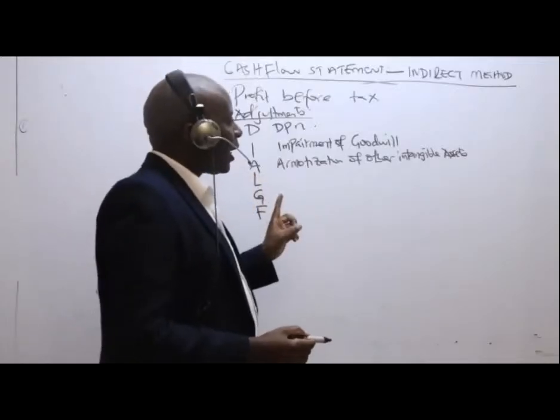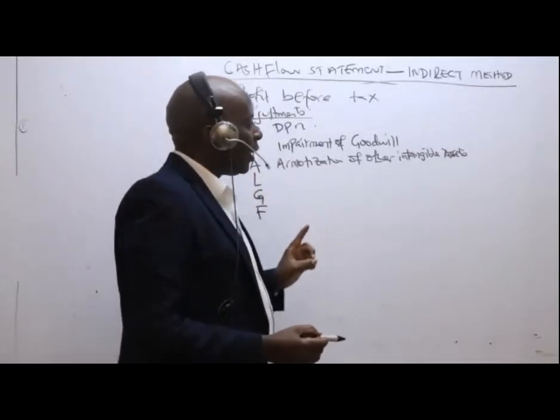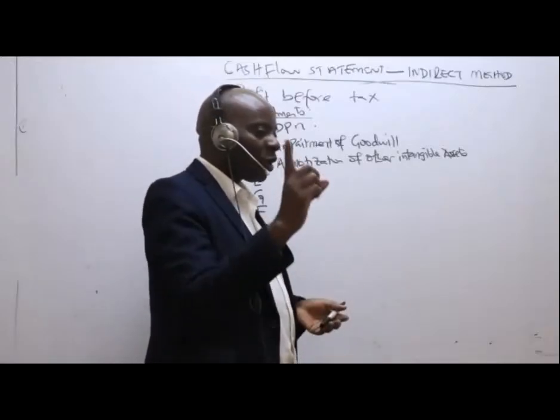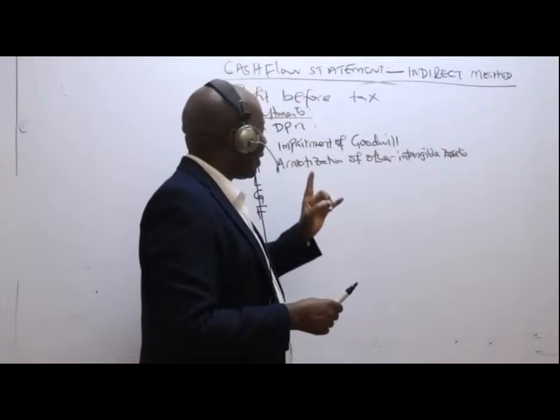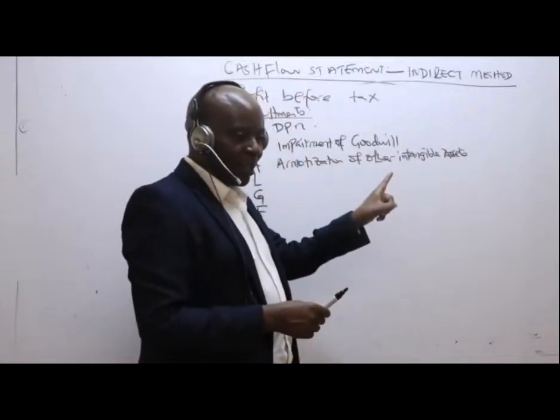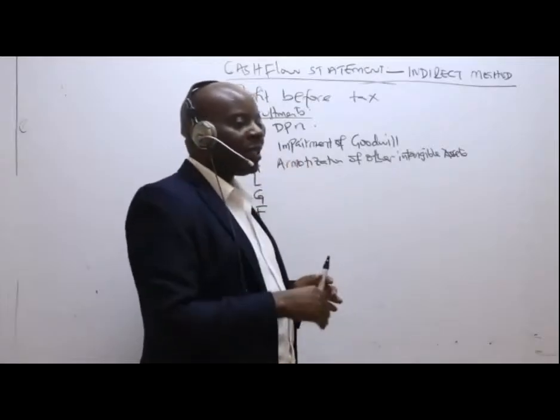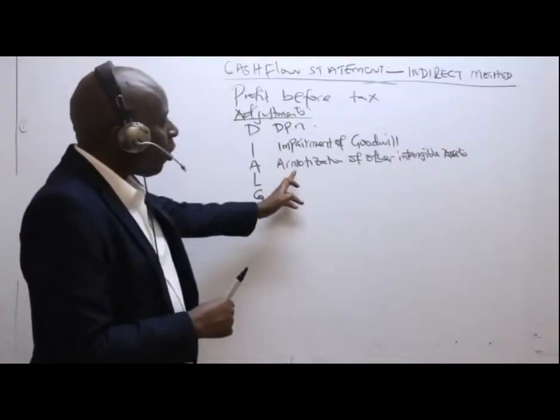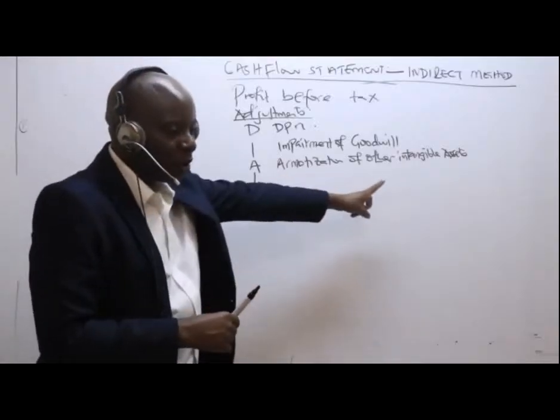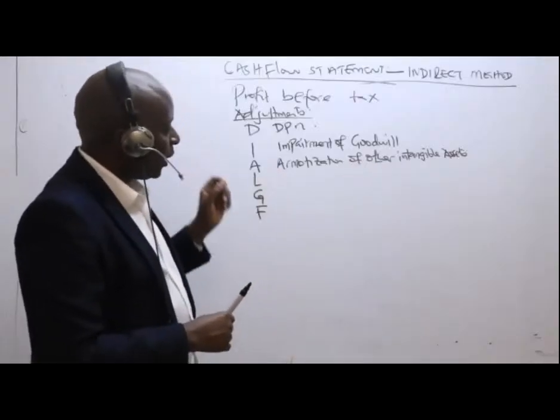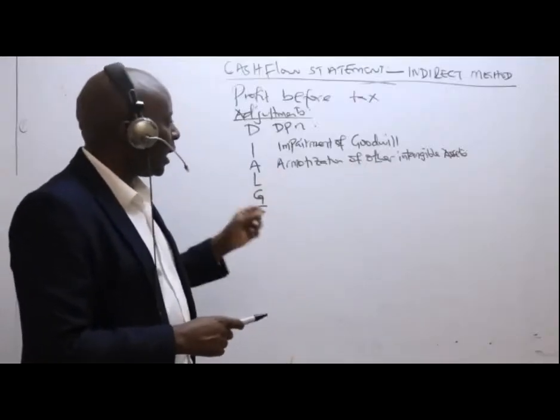But whenever it comes to the loss of value of goodwill, it is normally given a special name. And what is this special name? It's impairment. But for all the other intangible assets, their loss in value will be called what? Amortization. So amortization of other intangible assets.